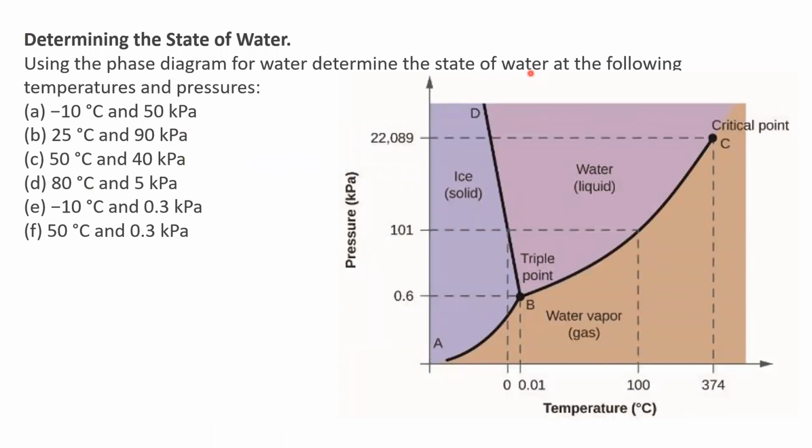So here's a question, okay? We have a phase diagram for water, and we want to use that to determine what state water will be in at these conditions. So the state of matter isn't just dependent on temperature, it's dependent on temperature and pressure. Changing the pressure can also cause phase changes. So negative 10 degrees Celsius and 50 kilopascals. We would want to find that on the graph, figure out where we are, and find out what phase. Would it be a solid? Would it be a liquid? Or would it be a gas?